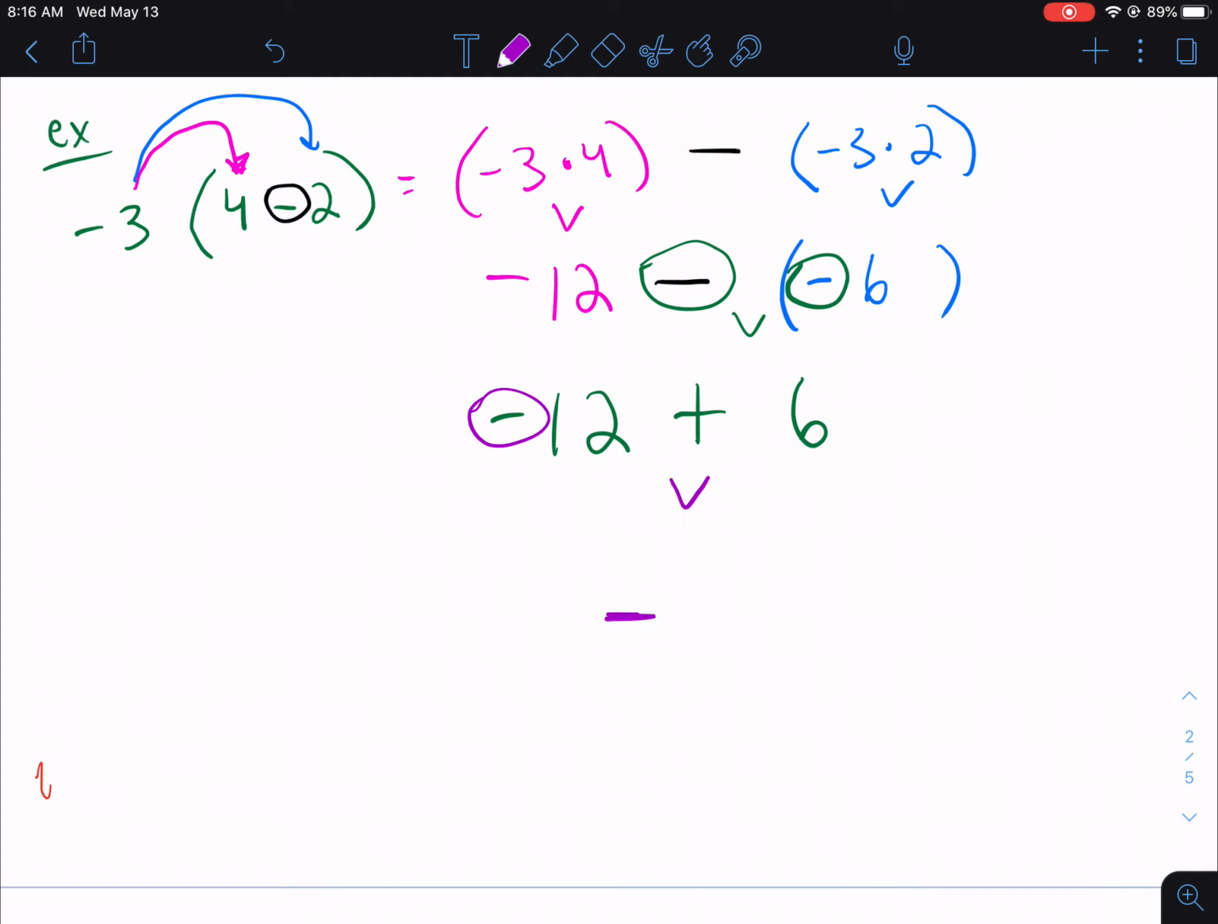What is 12 minus 6? 12 menos 6 is 6. Another way to do this, otra forma de hacer esto. I have 12 negative. 1, 2, 3, 4, 5, 6, 7, 8, 9, 10, 11, 12.